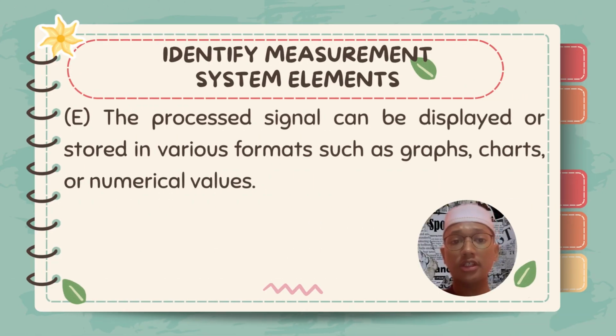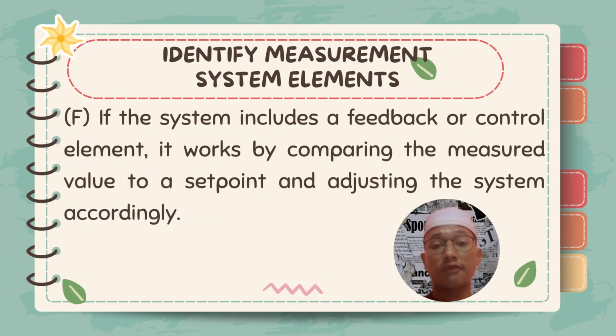Next, for E, the processed signal can be displayed or stored in various formats such as graphs, charts, or numerical values. For F, if the system includes a feedback or control element, it works by comparing the measured value to a set point and adjusting the system accordingly.